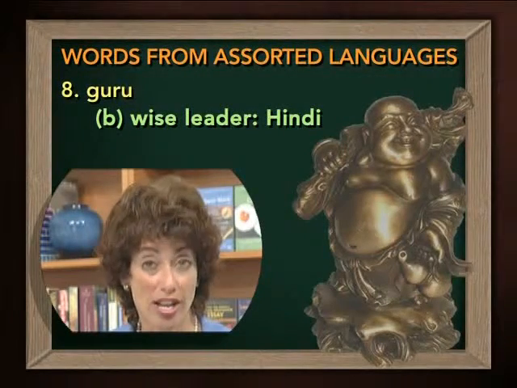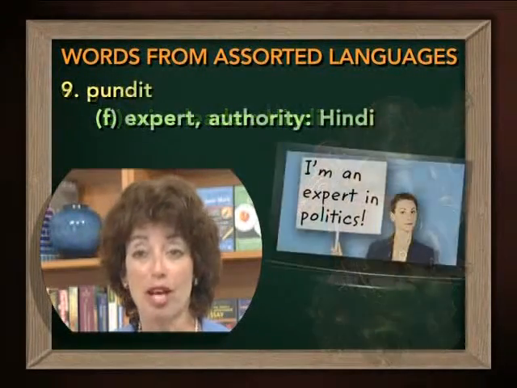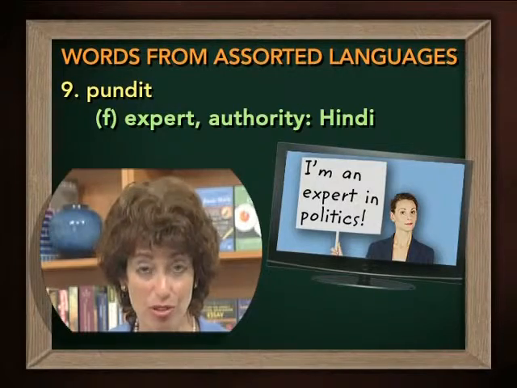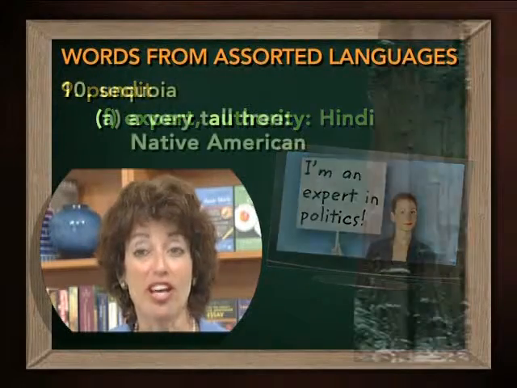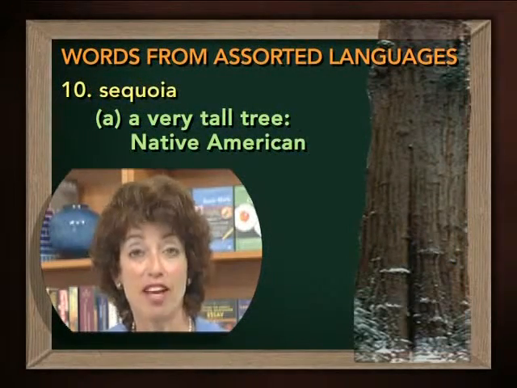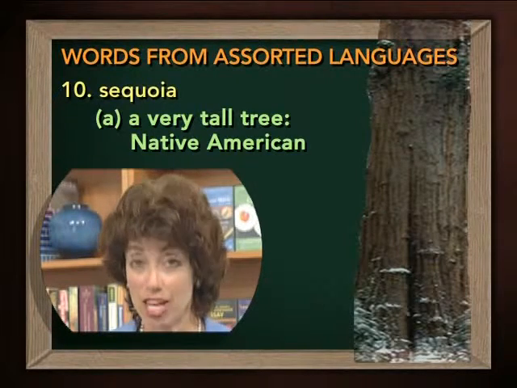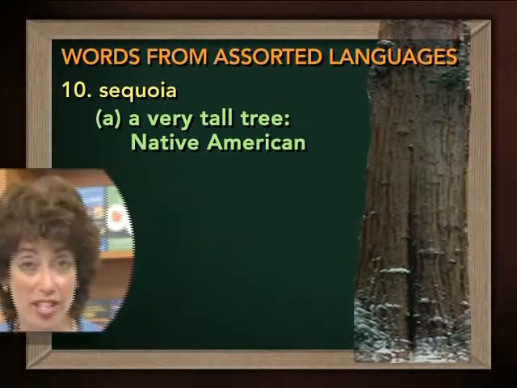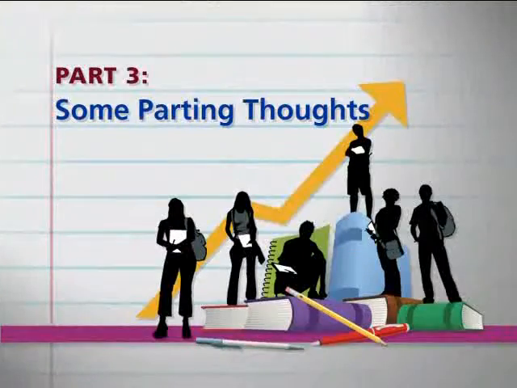Guru is a wise leader. It's a Hindi word. A pundit is an expert or an authority. That's also a Hindi word. And sequoia is a very, very tall tree. It's a Native American word. The sequoias are in California.